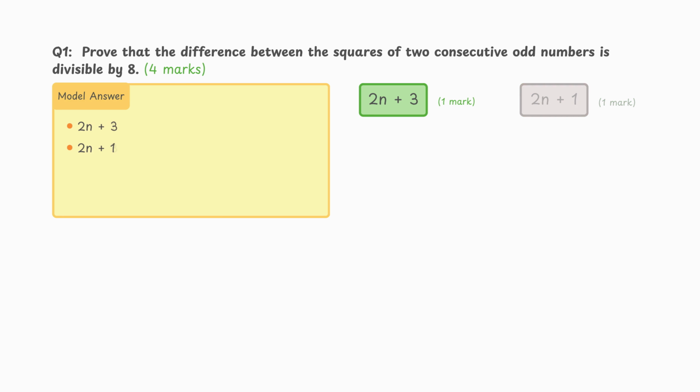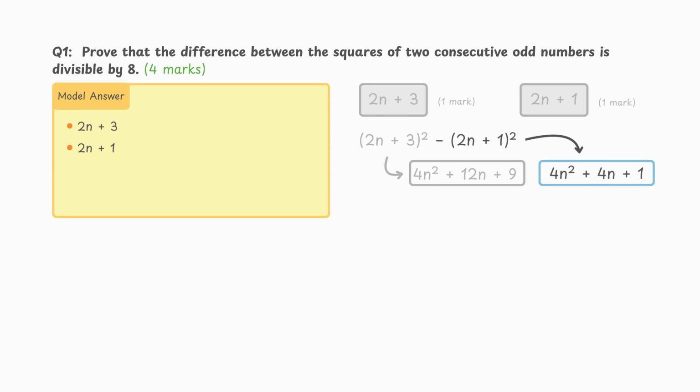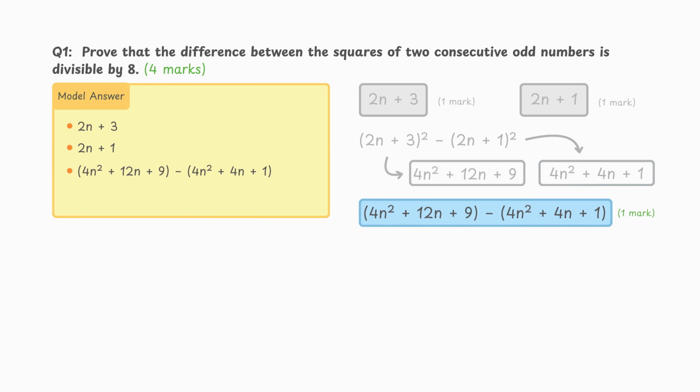Now step 2, form the difference between their squares. We take the square of the larger number and subtract the square of the smaller number. So we write (2n plus 3) squared minus (2n plus 1) squared. Now we expand both brackets carefully. (2n plus 3) squared gives 4n squared plus 12n plus 9. (2n plus 1) squared gives 4n squared plus 4n plus 1. So the expression becomes 4n squared plus 12n plus 9 minus (4n squared plus 4n plus 1).